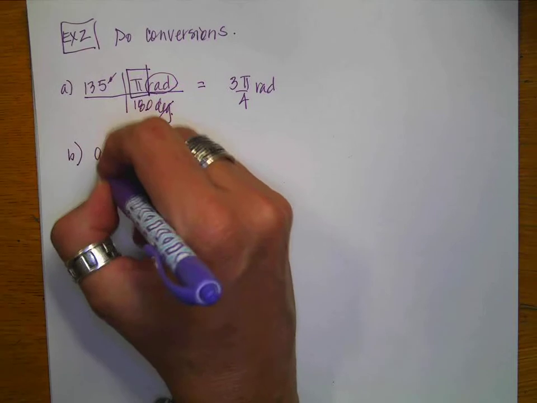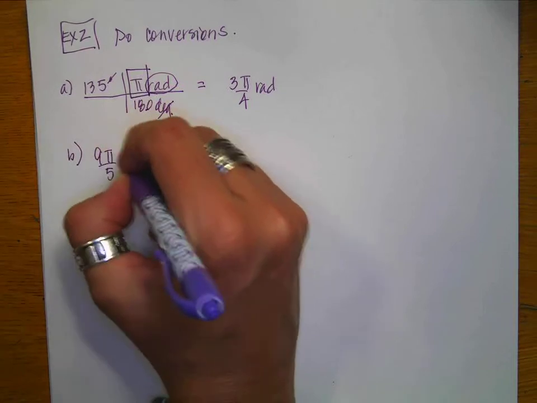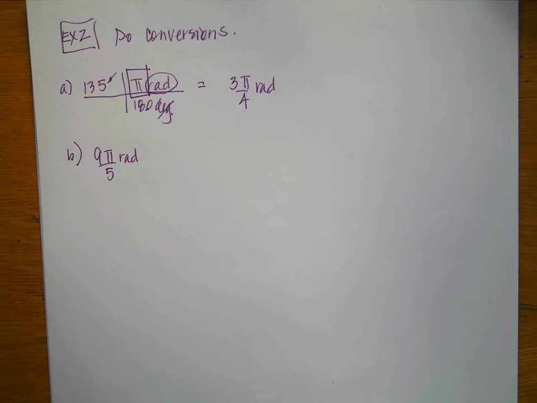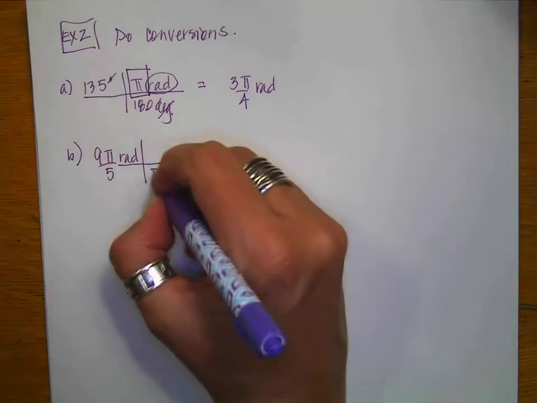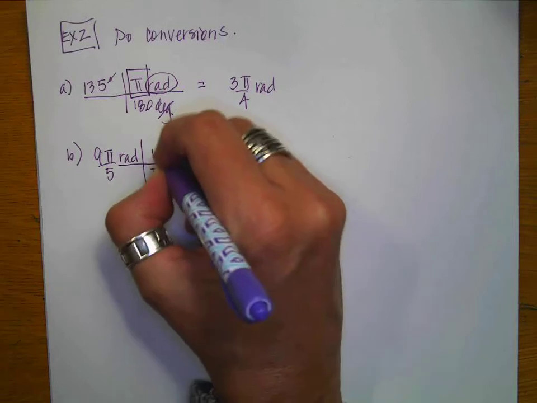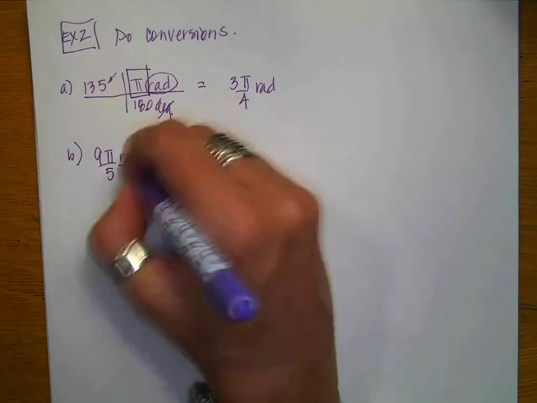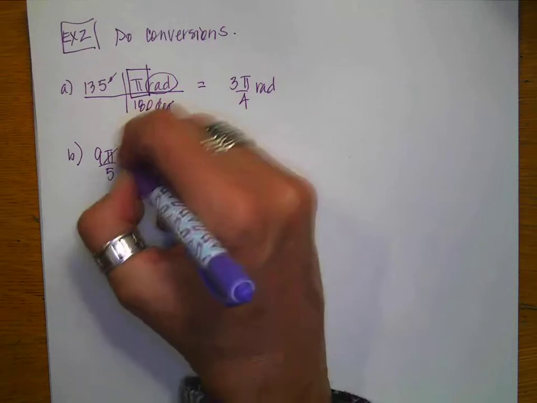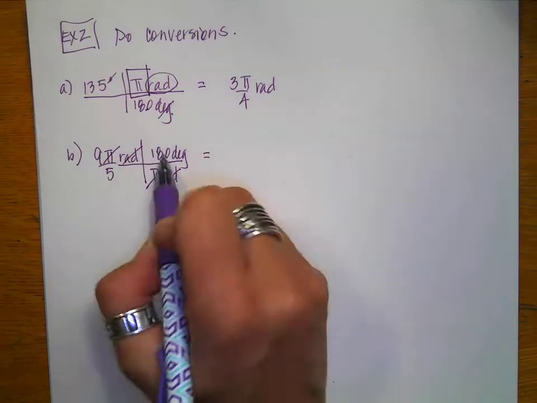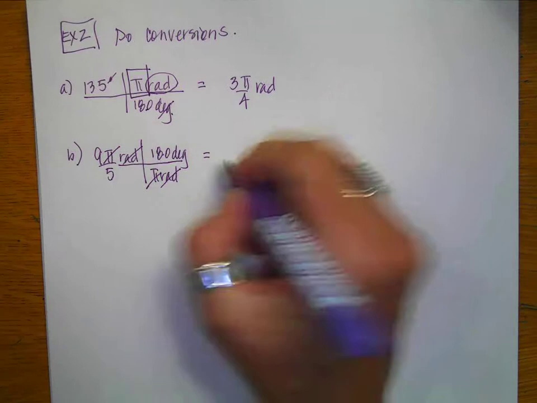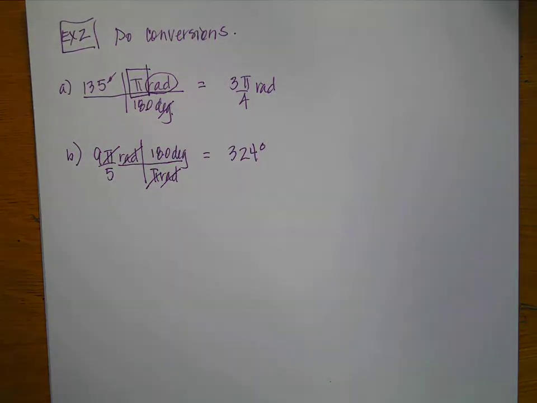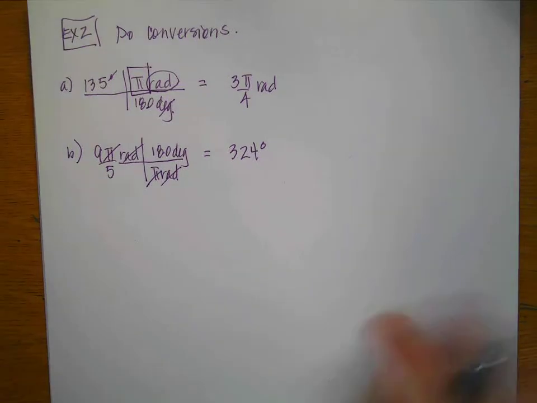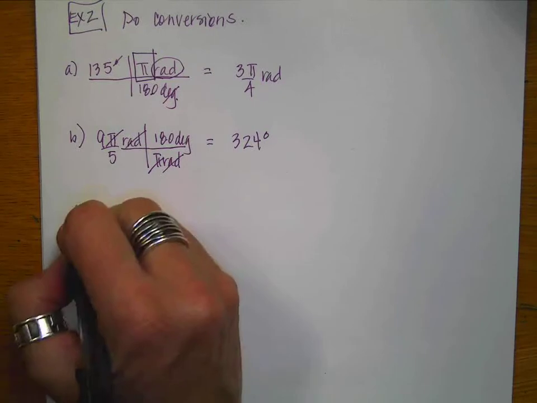So then I'm going to go the other way for part B. I'm going to give you 9 pi over 5 radians, and I want to convert to degrees. So I'm going to draw my dimensional analysis. I have pi radians in 180 degrees. Radians cancel, pi's cancel. So this is 9 times 180 divided by 5, which is 324 degrees. So 9 pi over 5 is equal to 324 degrees.